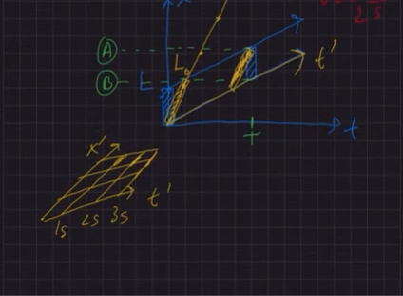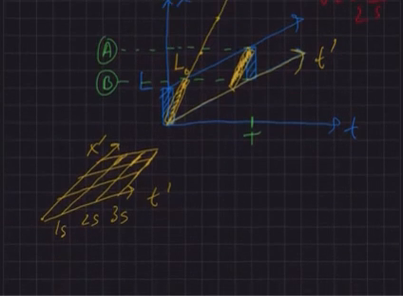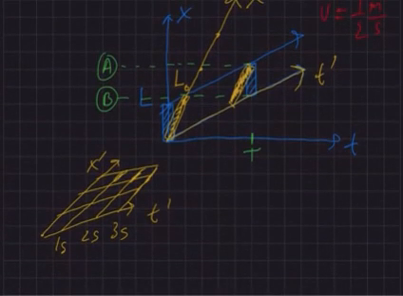If we had drawn the xt graph on top of the x prime t prime graph, we'd have the same thing. The grid for the xt coordinate system would appear distorted, because in that case, the k frame would be moving to the left with respect to the k prime frame.